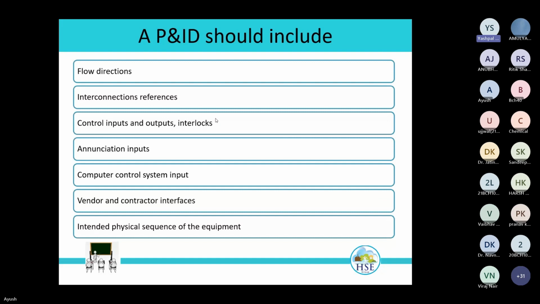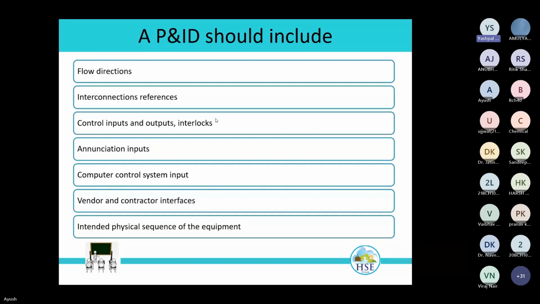Even suppose we are using a pump, we can give the details of the pump motor also through the P&ID. Flow directions, of course, we can provide through the P&ID. Interconnection references, like there are some tie-in points, connecting one plant with another plant for a particular chemical, so those tie-in details also we can provide through the P&IDs.